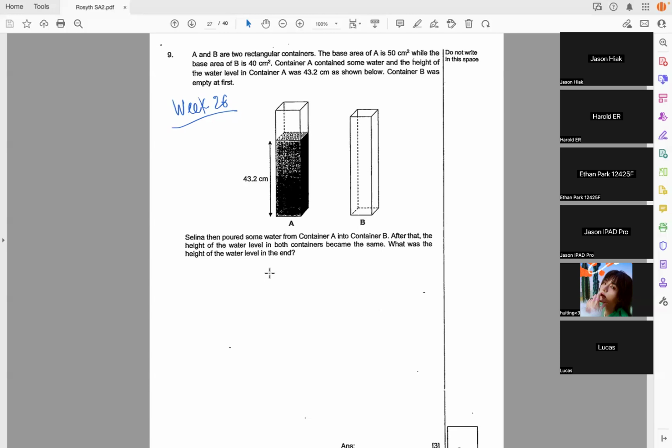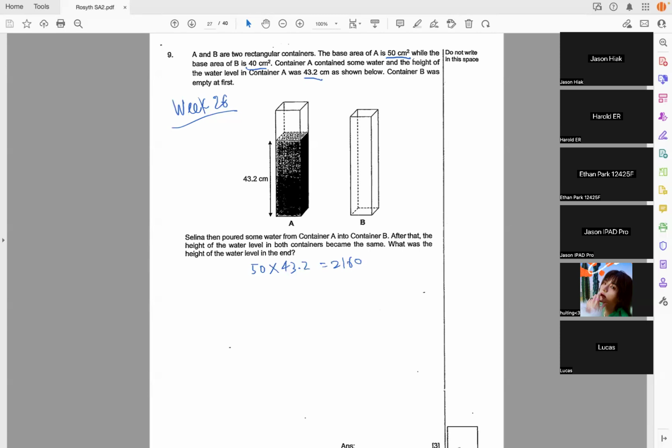So when you look at this question, the base area of A is 50 square centimeters. A contains some water, and the height of the water level in container A is 43.2. So in the whole question, the water is only in container A. So the total amount of water you're dealing with is 50, the base area of A, multiplied by the water level in A, and that is 2160. So step 1 done. You calculate the total amount of water you're dealing with.